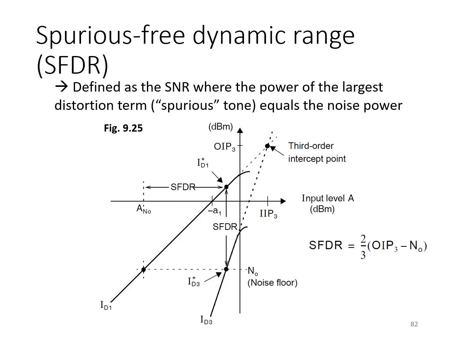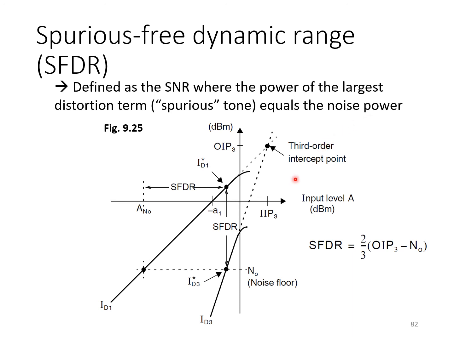So far we talked about dynamic range in qualitative terms, but it's always nice to have metrics that allow us to quantify these things. One way to quantify dynamic range is in terms of the so-called spurious-free dynamic range, or SFDR. This is defined as the signal-to-noise ratio, where the power of the largest distortion terms, sometimes called spurs for short, or spurious tones, because they're tones that arise at frequencies other than the fundamental, the SNR at which those spurs' power equals the noise power evident at the output.